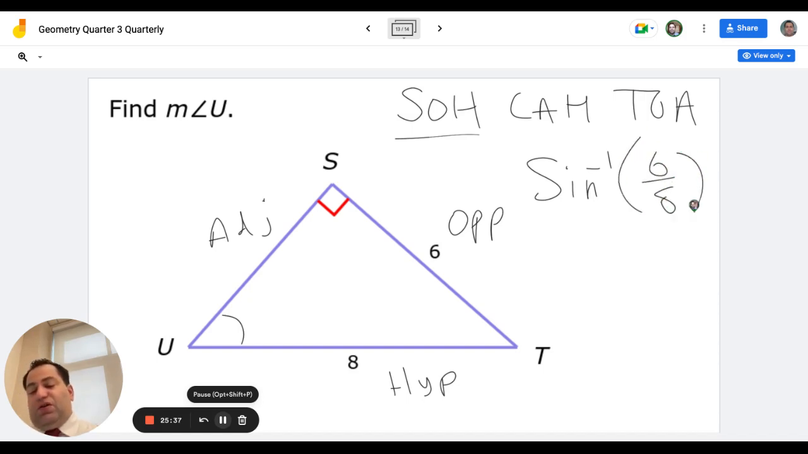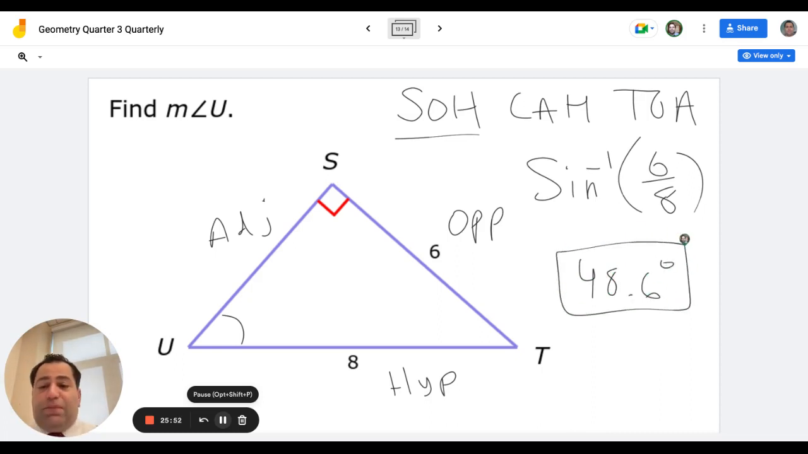And once again, you can use your calculator. So we have second sine, 6 divided by 8, and I get 48.6 degrees. And that's my angle measure there.